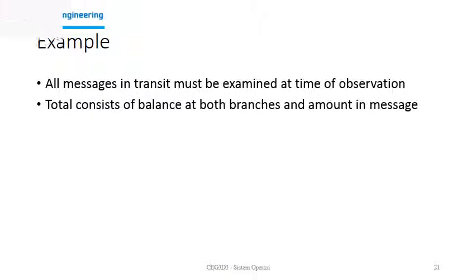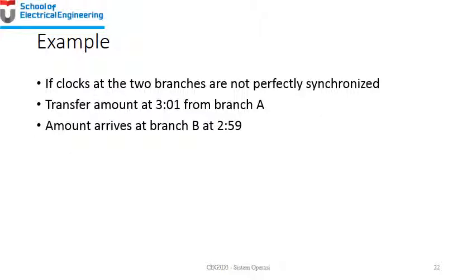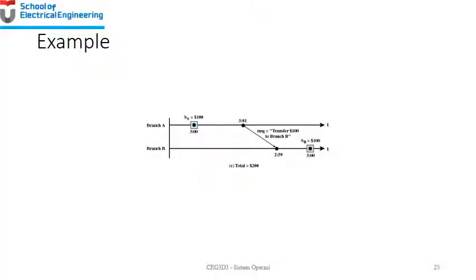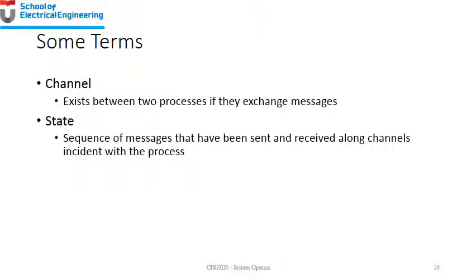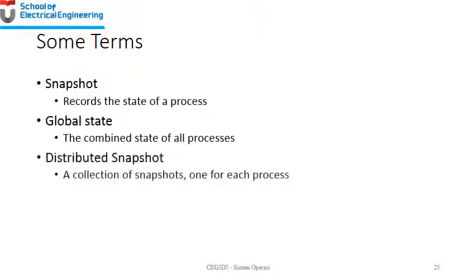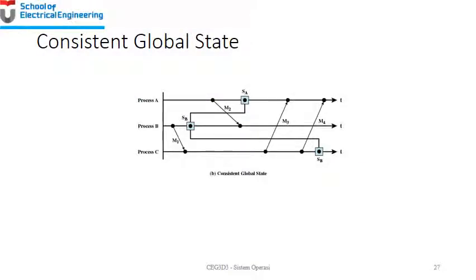All messages in transit must be accounted for. If clocks at the two branches are not synchronized. Some terms: a channel exists between two processes if they exchange messages. A snapshot records the state of a process. This is the picture of a consistent global state.